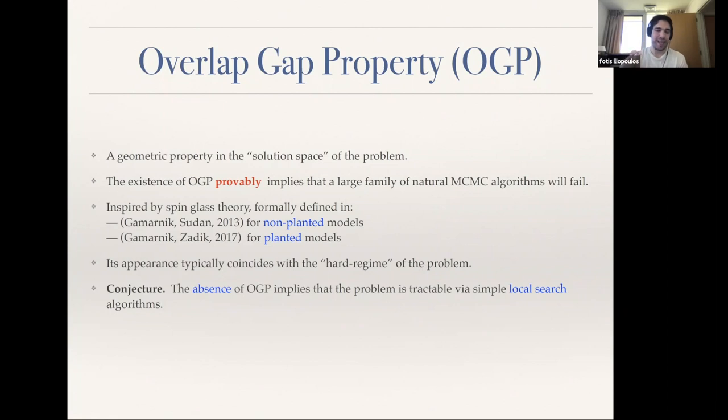Actually, technically it's the second one. It's a superset in the sense that we believe that not just MCMC, but even in some cases, greedy algorithms succeed, without randomness. Okay. So it's a superset, because in some cases you don't need randomness at all and greedy things work. Okay. And actually this conjecture, that the absence of the OGP implies that the problem is tractable via local search, has been proven in certain settings, recently by Montanari. Okay, but in general, in particular in group testing, this is not clear.